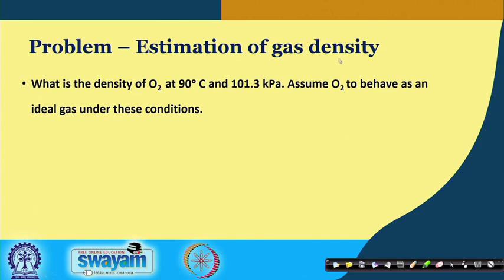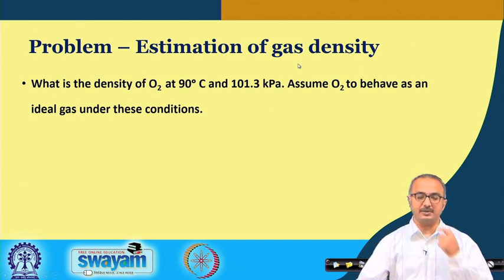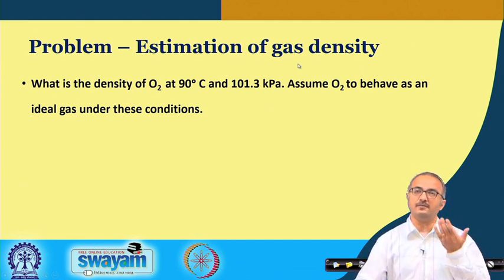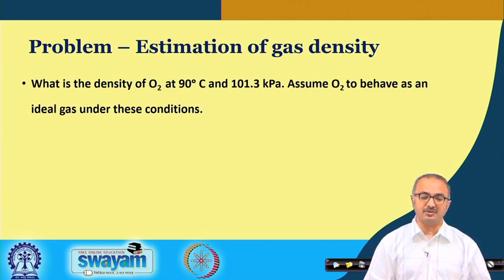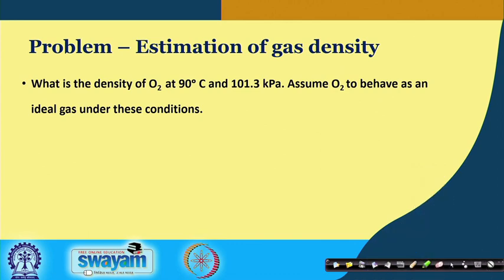First is the problem on the estimation of gas density. This is a very common problem you have perhaps done many times, and you know that we use some kind of gas law, whether ideal gas or non-ideal gas. So, first we take up one problem, that is to estimate the density of oxygen at 90 degrees centigrade and 101.3 kilopascal, that is about 1 atmosphere.